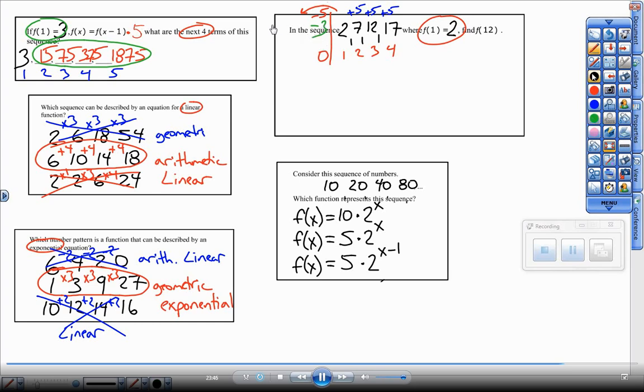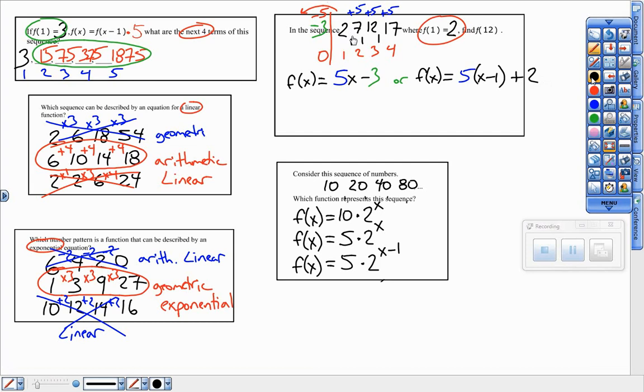If I wrote the equation, I'm going to do both. I could either use f of x equals 5, the adding number, times x, minus the f of 0 term, or the y-intercept, minus 3. Or I could use the first term, f of x equals that same 5, but times x minus 1, plus the first term, which is 2. I'm going to plug it into both to show you.